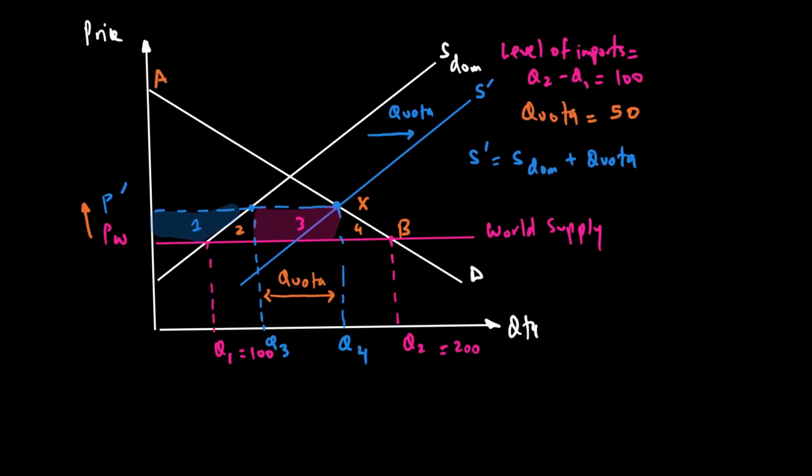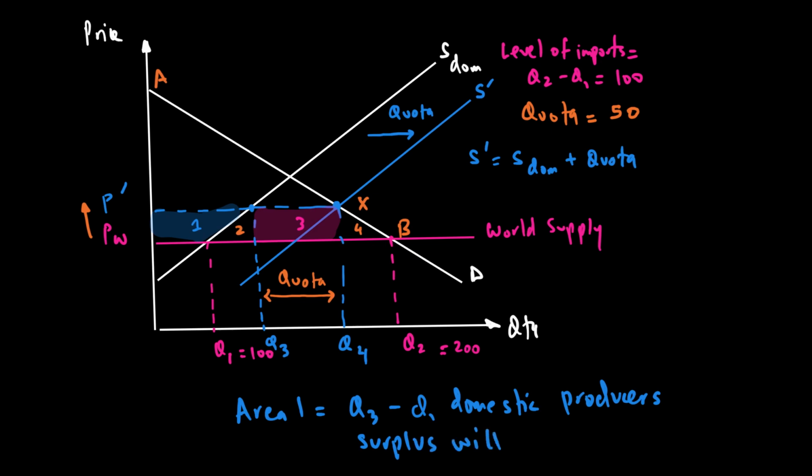So just a quick comparison between tariffs and quotas. Consumer surplus will of course go down as the price is going up, but area 1 is now the same as the last time, where Q3 minus Q1 domestic producers' surplus will rise.